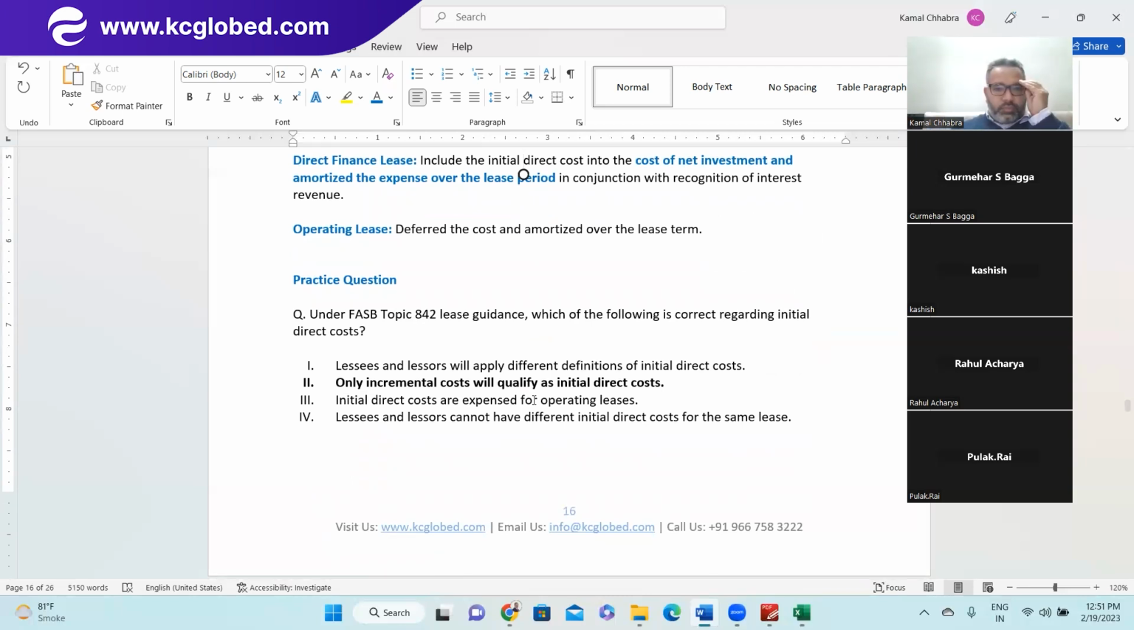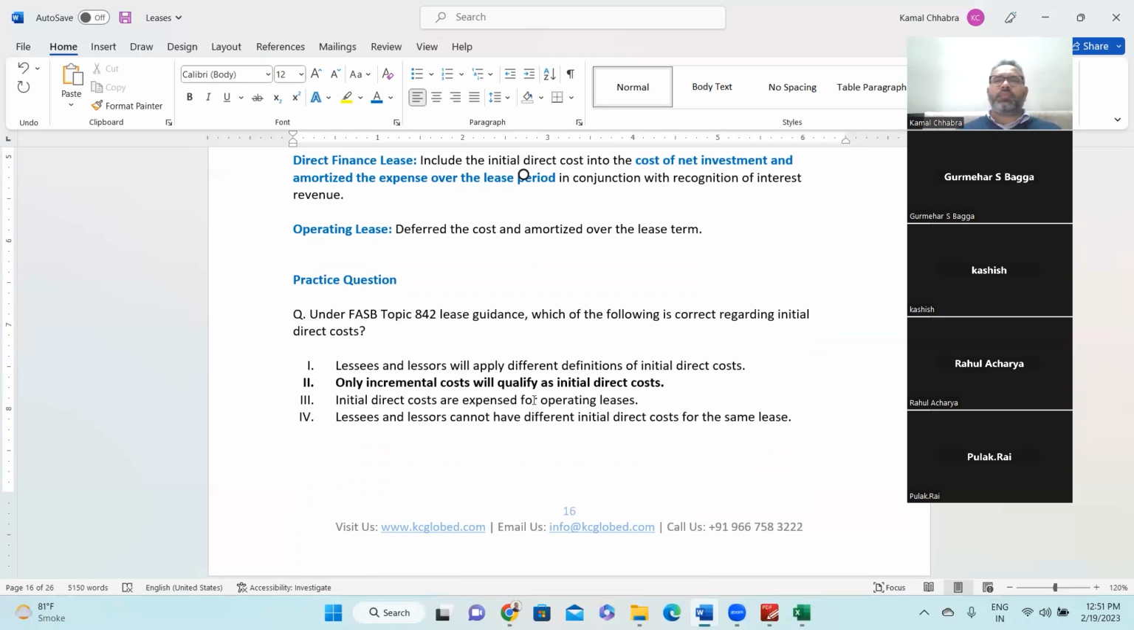Sir, I have a question: the accounting of the initial direct cost, is it on the basis of who pays that cost? No, whosoever pays the cost, whether the lessee pays the cost or the lessor pays the cost, because it is on account of this lease arrangement only. Very good question, Rahul.